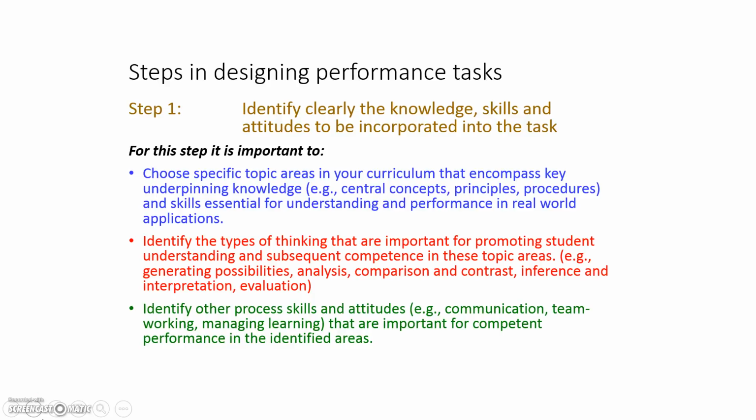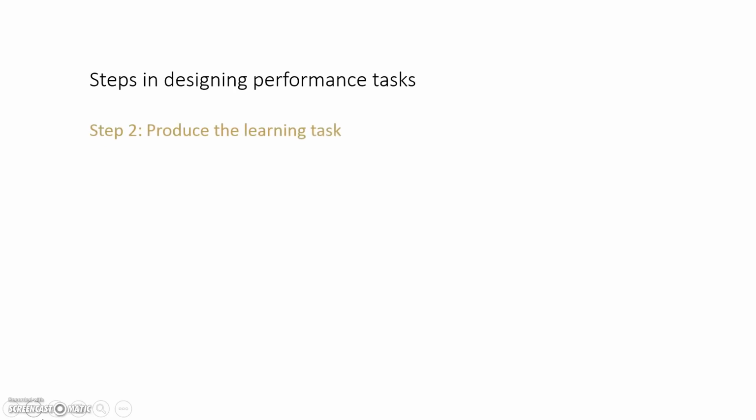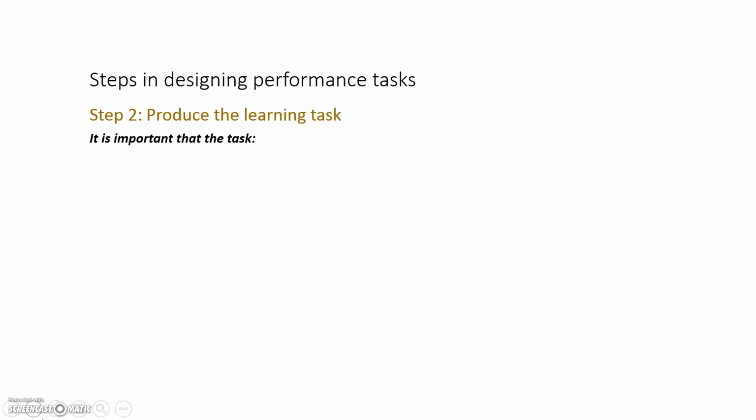Also, there may be other process skills and other attributes, maybe to do with attitudinal components, things like team working, managing learning, these kinds of things that we want to build into our task. That's our ingredients. Now, step two is, well, you're doing the cooking, you're producing the task.